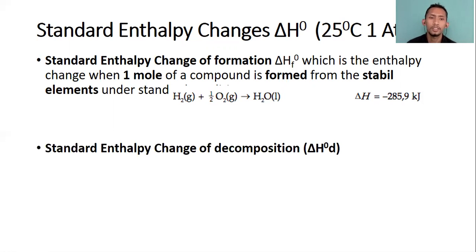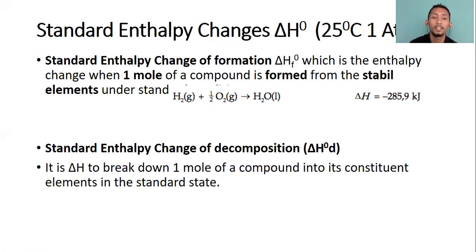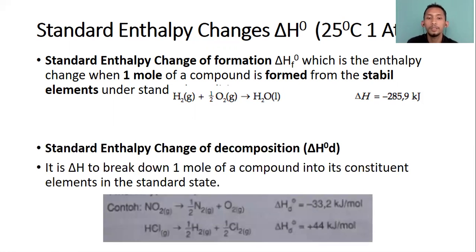Next, we have standard enthalpy of decomposition. Because of decomposition, the symbol is delta HD. It is the delta H to break down 1 mole of compound. Break down 1 mole, again 1 mole. So only 1 from the left, because decomposition, penguraian, so the compound will be on the left side. You can see from the sample. NO2, so the N2 is a half plus O2, that has the delta HD.